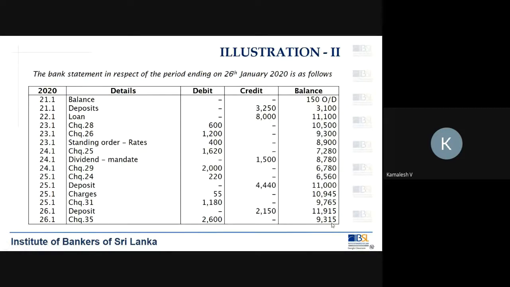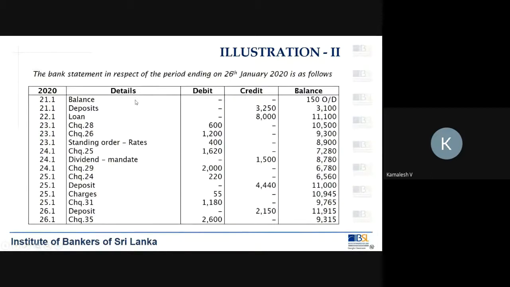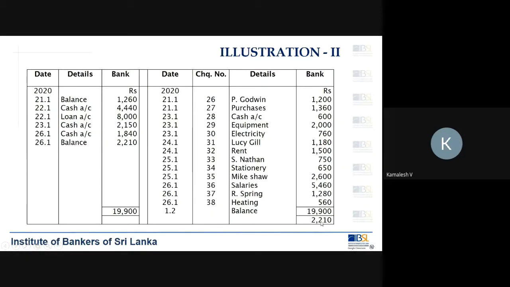Okay, there is a little bit of a tricky part here. That is what you need to capture. But the basic idea behind the question is that you reconcile 1260 against the overdraft of 150. And the second part, as of 26th, 9350 against 2210. Okay, so give it a try. We'll do it in the class next week.